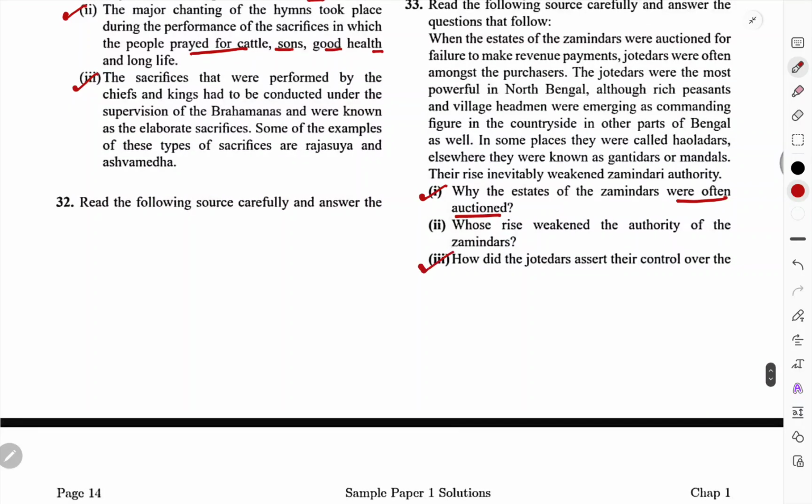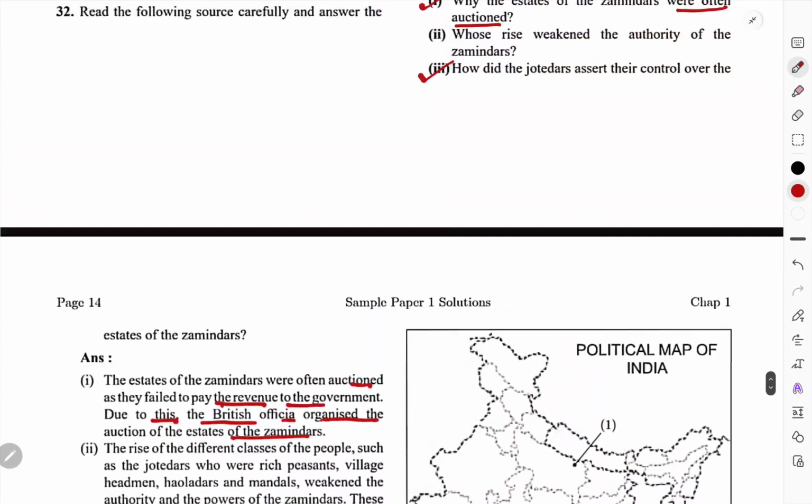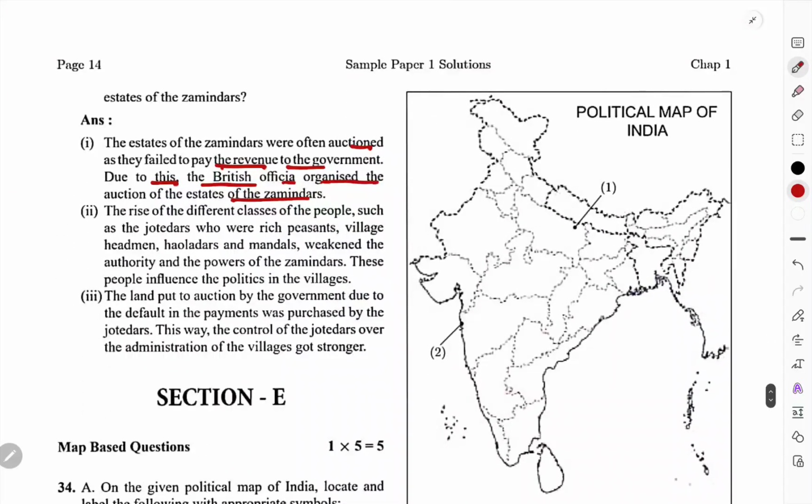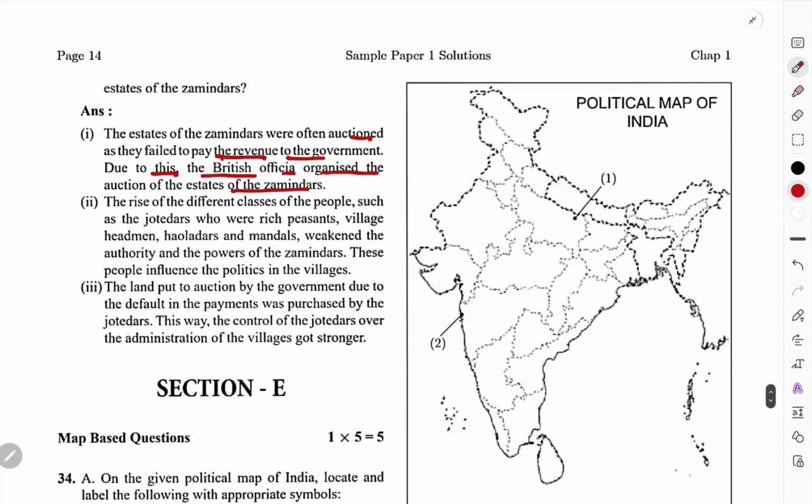How did the Jotdars assert their control over the estates of Zamindars? The land auctioned by the government due to default of payment was purchased by the Jotdars, and in this way the control of the Jotdars over the administration of the village got stronger.